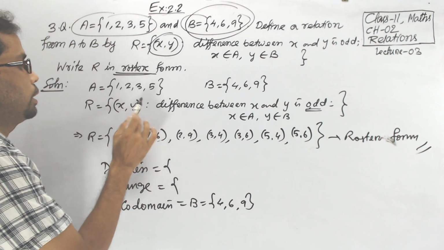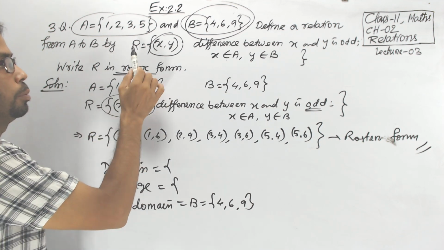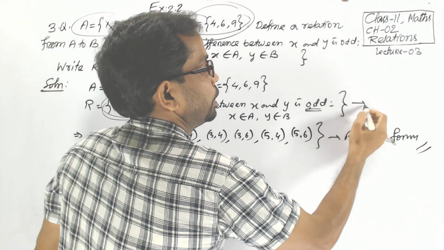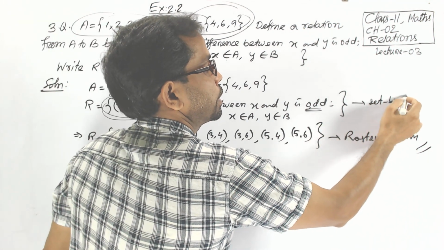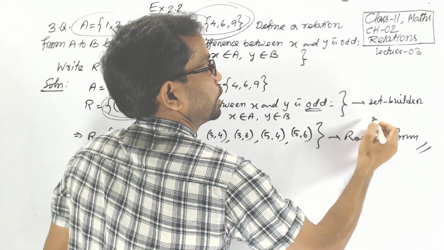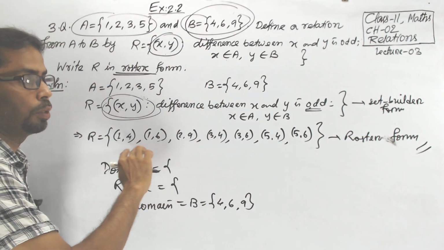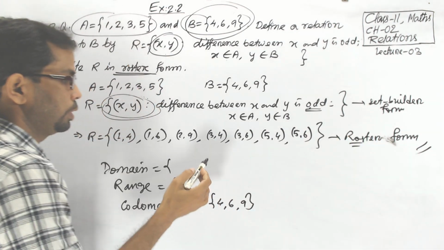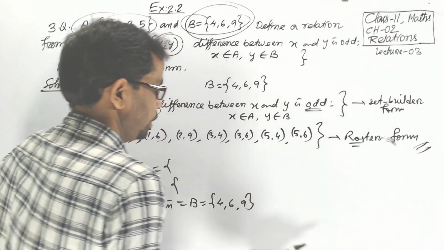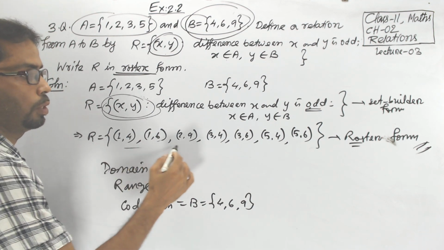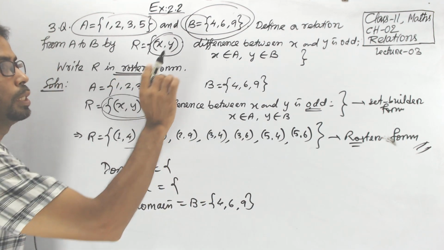This way of writing the relation in terms of x and y, which is given in the question, is called set builder form, which we discussed in an earlier video. Listing the elements in second brackets is called roster form. So this is the complete solution for the question. Domain is the set of all the first components, range is the set of all the second components, and codomain is the second set B.